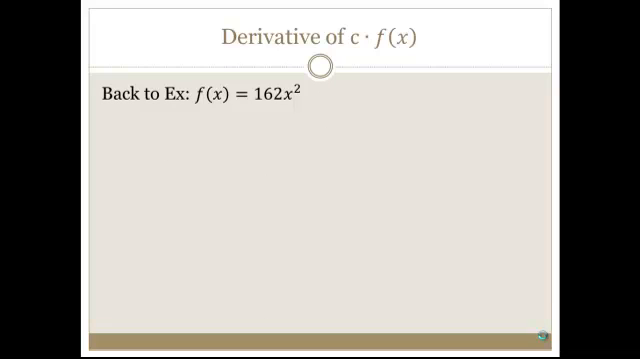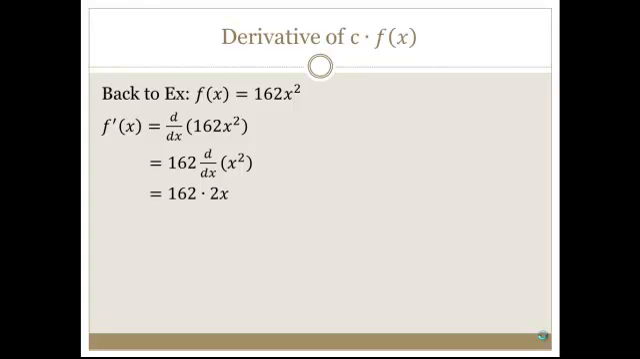Let's go back to our example of f of x equals 162x squared. In computing its derivative, we now know that we can pull out the 162 to rewrite this as 162 times the derivative of x squared. Now, we know the derivative of x squared is 2x, so this is 162 times 2x, which can be simplified as 324x. So the derivative of 162x squared is 324x.